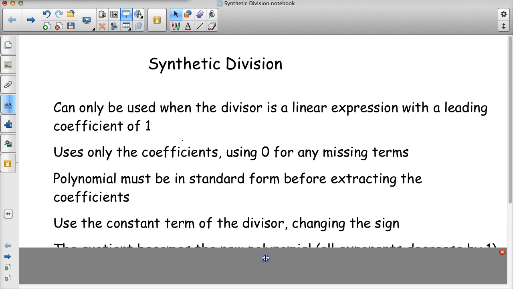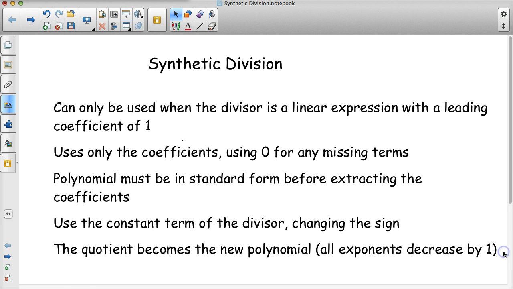We use the constant term of the divisor, but we have to change the sign. And finally, the quotient becomes the new polynomial. All exponents decrease by 1. I don't expect that you fully understand what this means yet, so let's take a look at an example.